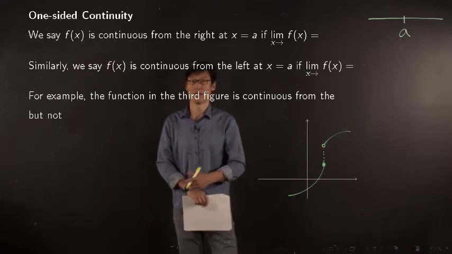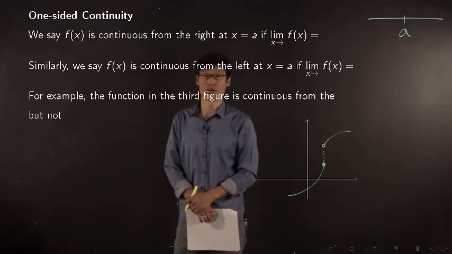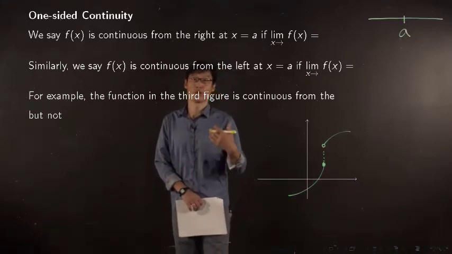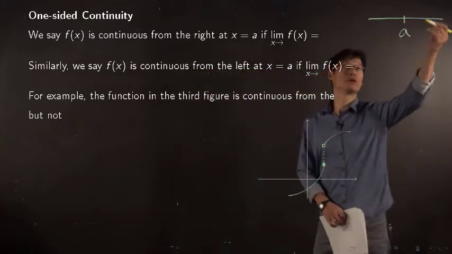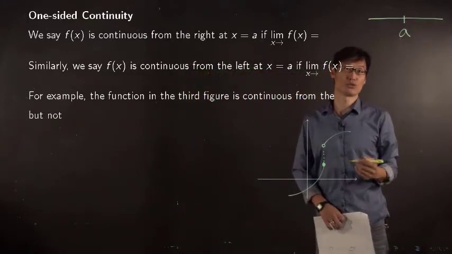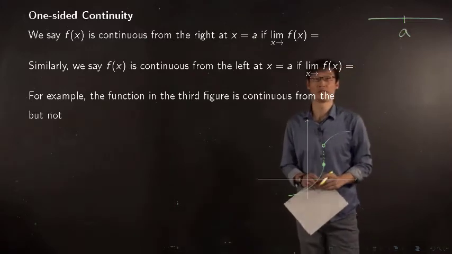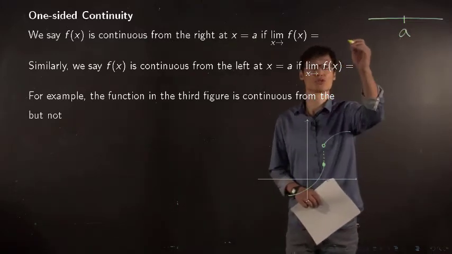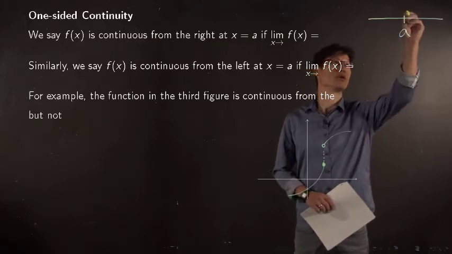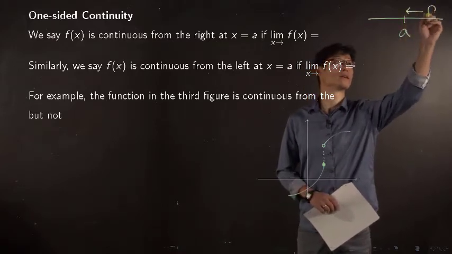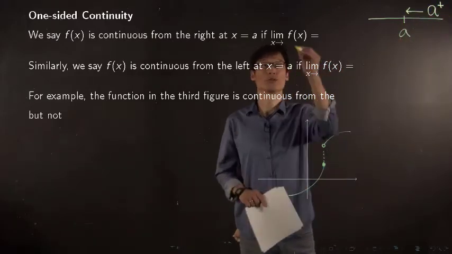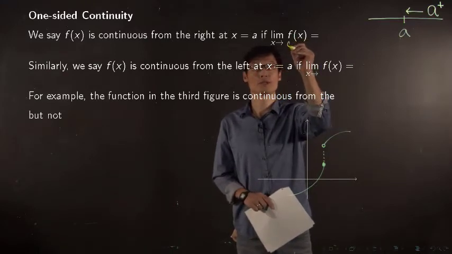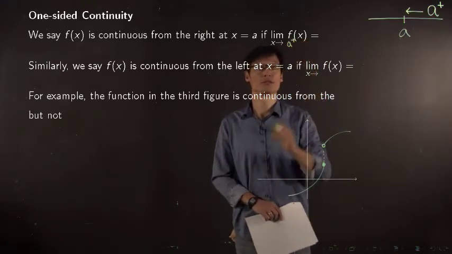So we can define one-sided continuity as well. Depending on which direction your x approaches, you can define one-sided continuity. Suppose your x approaches a from the right. We put a plus sign on the shoulder.